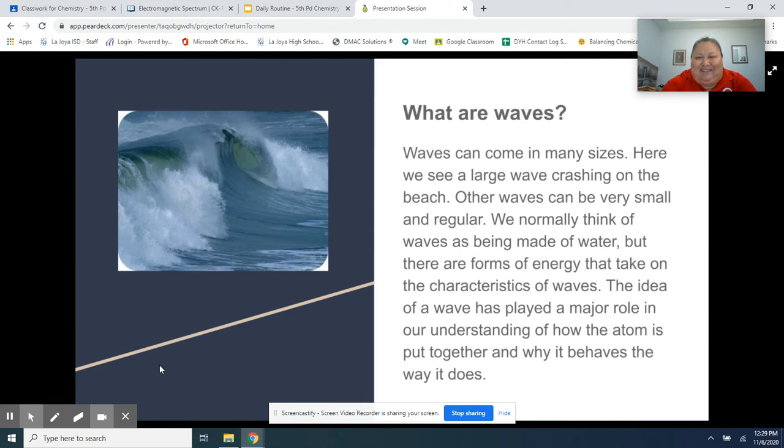Waves can come in many sizes. Here we see a large wave crashing on the beach. Other waves can be very small and regular. We normally think of waves as being made of water, but they are forms of energy that take on the characteristics of waves. The idea of a wave has played a major role in our understanding of how the atom is put together and why it behaves the way it does.